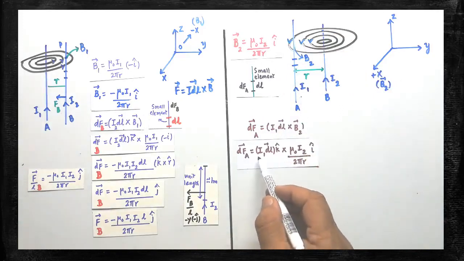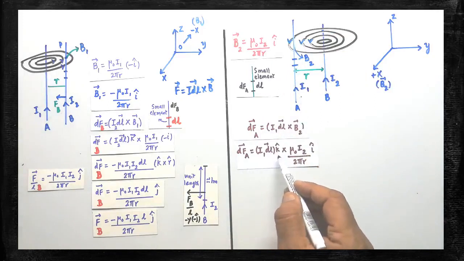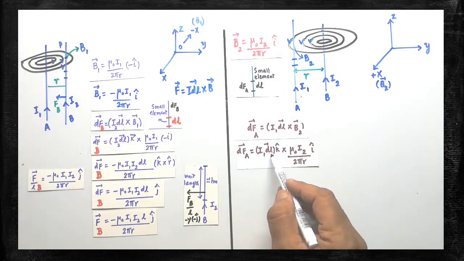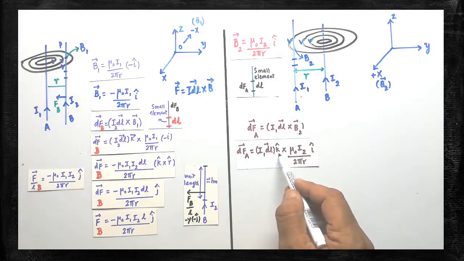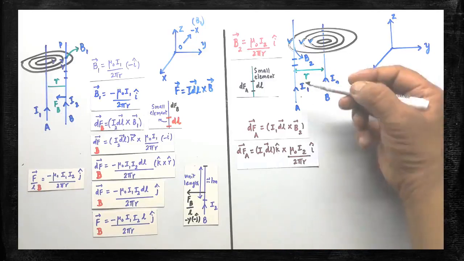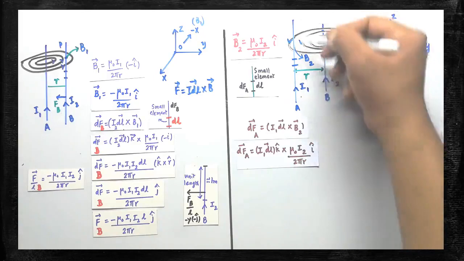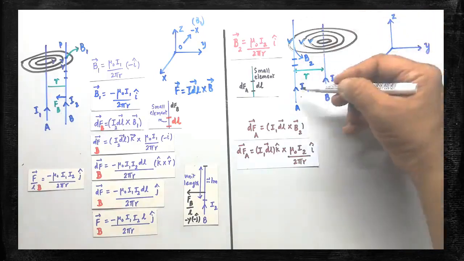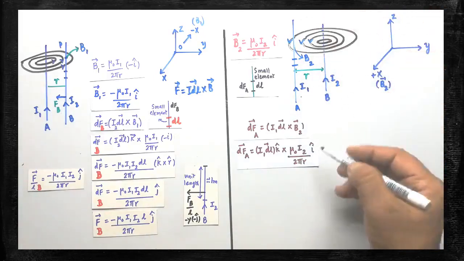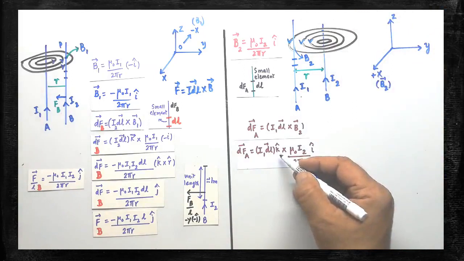dFA vector is equal to I1 dl vector. Here I1 dl is acting along the z direction. Look at that, the current is traveling in this direction. Look at the coordinate, here it is acting along z. Therefore k cap is there.